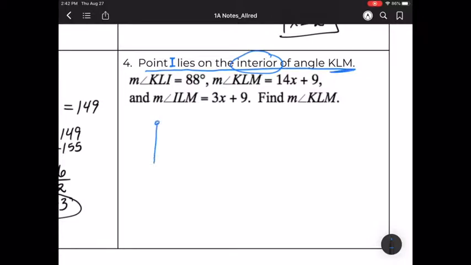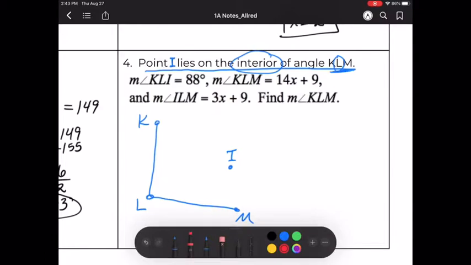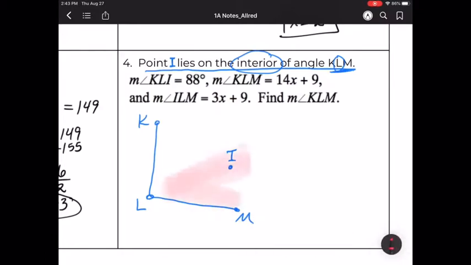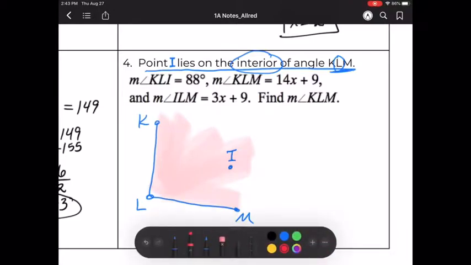So this says point I, capital letter I, lies on the interior of angle KLM. So I'm going to draw angle KLM. Just going to draw a large angle. Put K up here. L has to be the vertex, remember, and M. And it says I is on the interior. So I, some point I, is on the interior. That means inside this shaded region. Now I'm going to shade it. You do not have to do this on your notes. This is the interior of the angle between those two different rays that extend out.